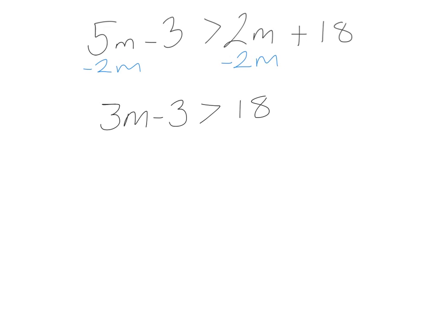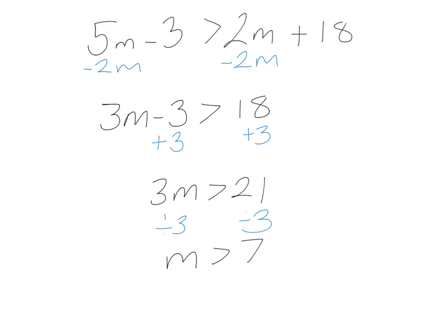Then we're just back to what we know. Add 3 to both sides. 3m is greater than 21. Divide both sides by 3. And I'll get m is greater than 7.